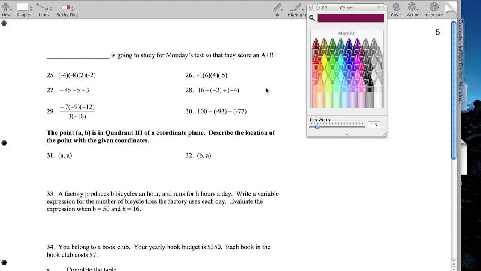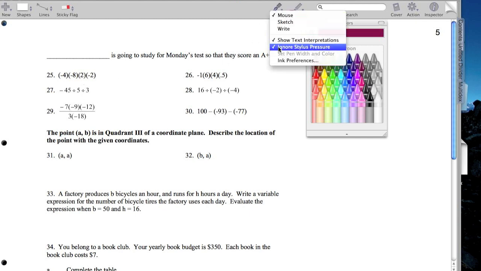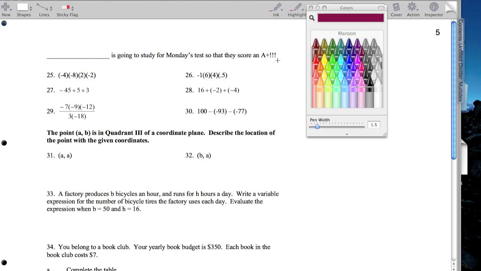Some multiplying. So same thing, we're just going to take it left to right as we go. Let's get set. All right, 4 times negative 8 is positive 32. Positive 32 times positive 2 is 64. 64 times negative 2 is negative 128.